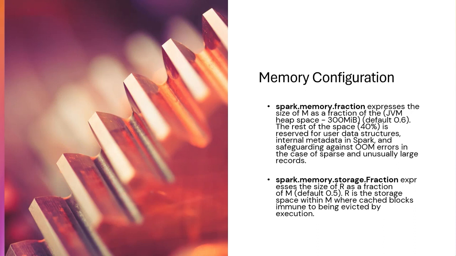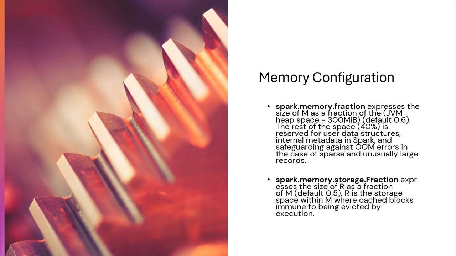Now, two important properties in memory configuration. One is spark.memory.fraction. The other is spark.memory.storageFraction. So let's understand what these parameters are so that we can tune them perfectly. What is Spark memory fraction? Memory fraction is the size of M as a fraction of the JVM heap space. So what does it mean? If the JVM heap space, we look at it, is 300, let's say MB.